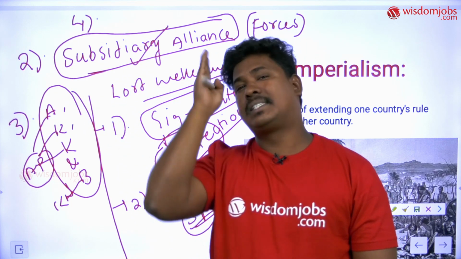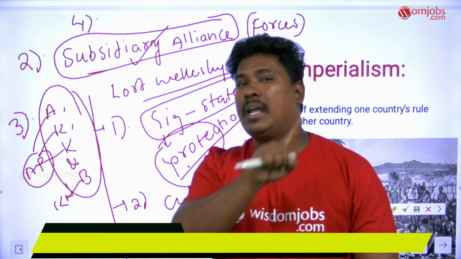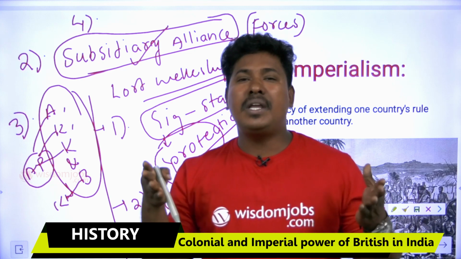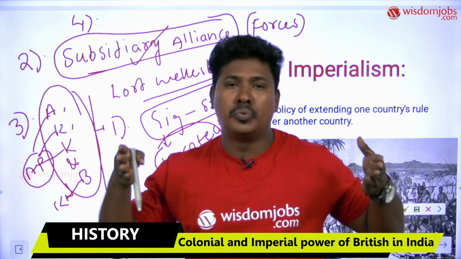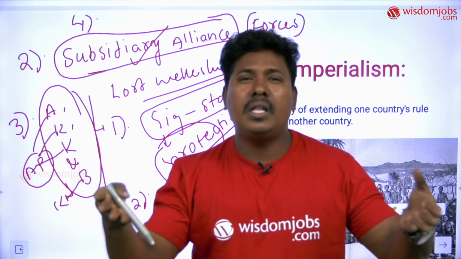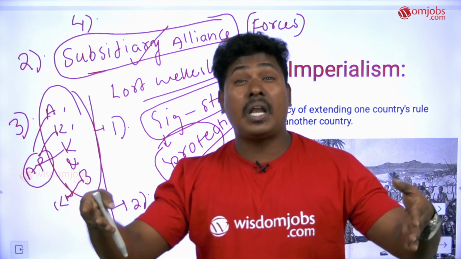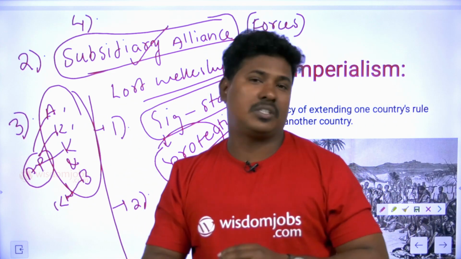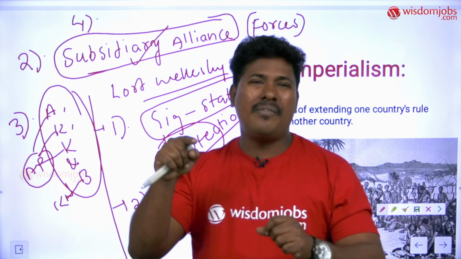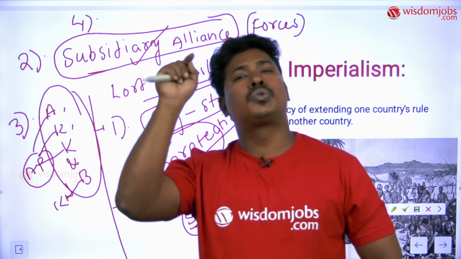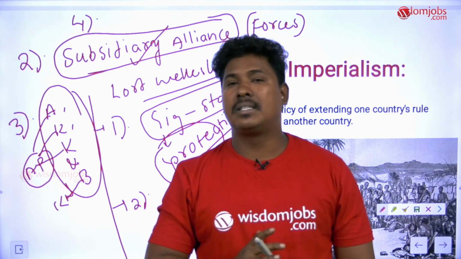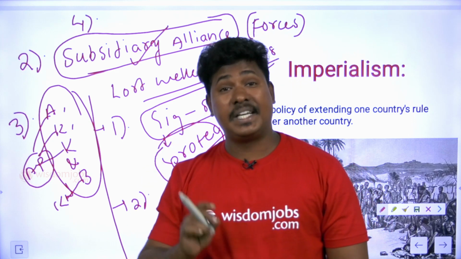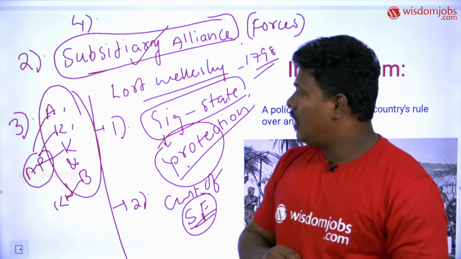The major problem of this British resident was that he always tried to interfere in the internal affairs, the religious affairs, and the administrative affairs of the signatory state. That was the major problem to the signatory state, right?